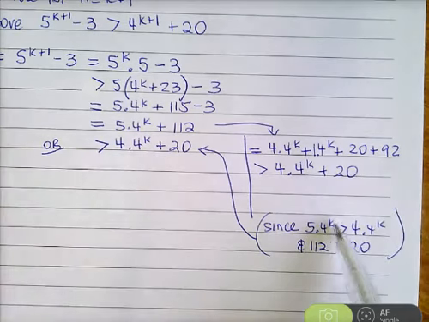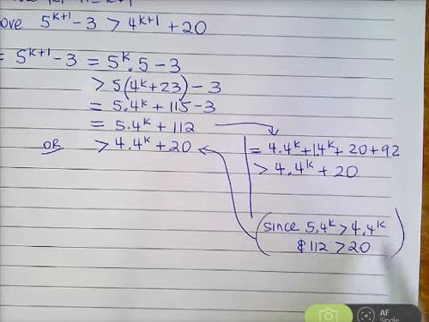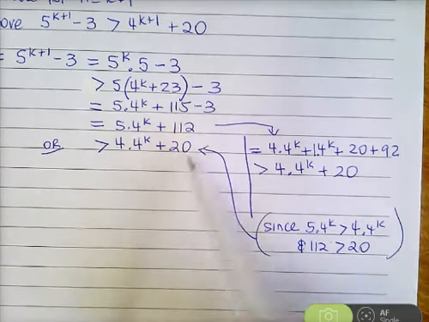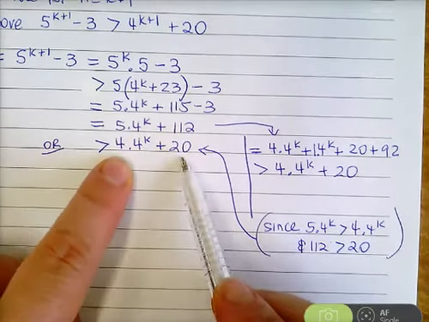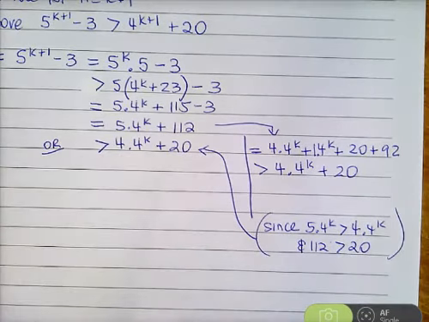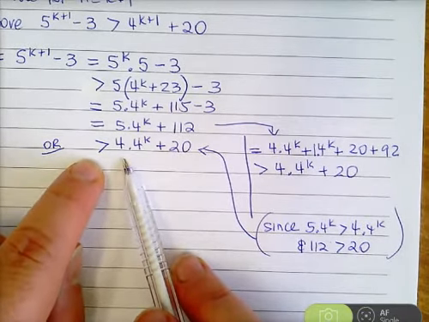5 times, let's say k is 3. 5 times 4 cubed is greater than 4 times 4 cubed. And we know that the 112 is greater than 20. You'd have to be able to show that both those things are greater than both the things you're going to write there. So, who likes this straightaway inequality? That's how the textbook does it.